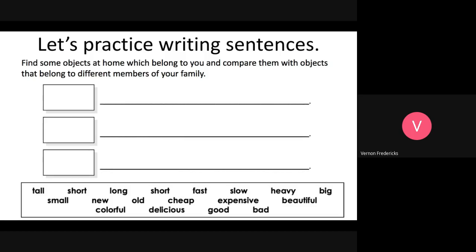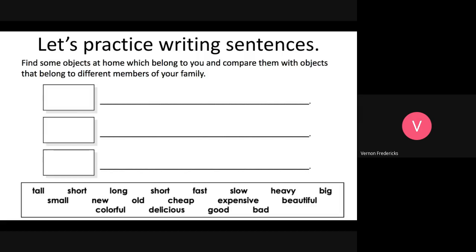Okay, so what adjectives did you use? What I wrote is my mobile phone is faster than my brother's mobile phone. Another example could be my phone is more expensive than my father's phone. Or my phone is older than my mother's phone. My phone is better than my brother's phone. My phone is cheaper than my sister's phone. My phone is more expensive than my younger brother's phone.